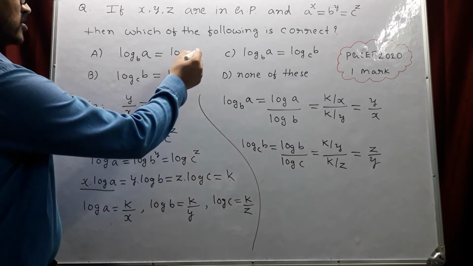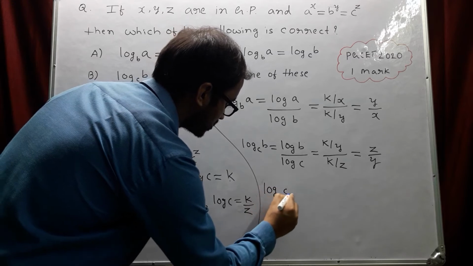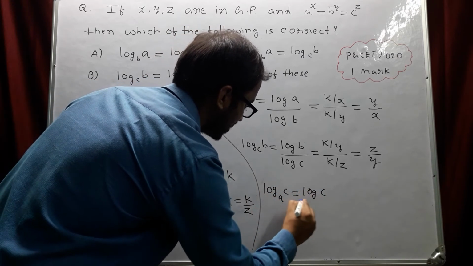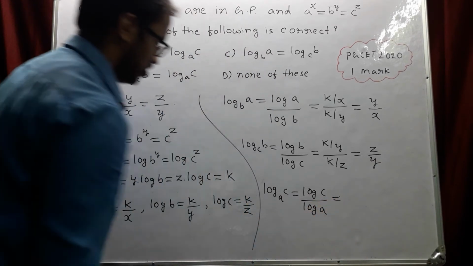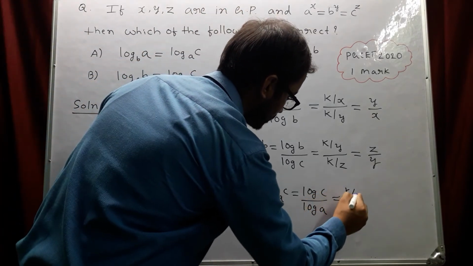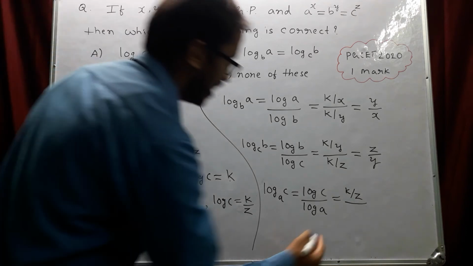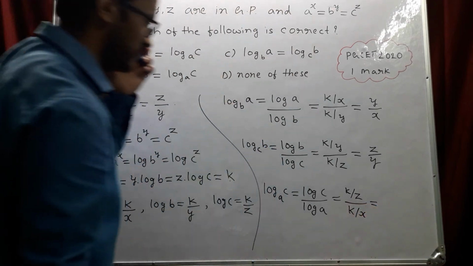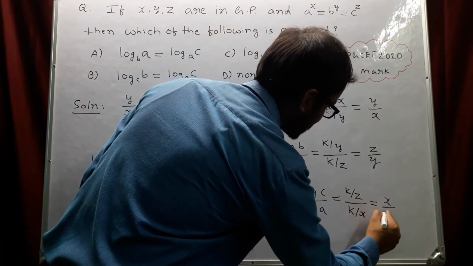Again, find out log c to the base a. Log c to the base a is equals to log c divided by log a. Log c means k by z, divided by log a. Log a means k by x. If you simplify, k will get cancelled. That is x by z.